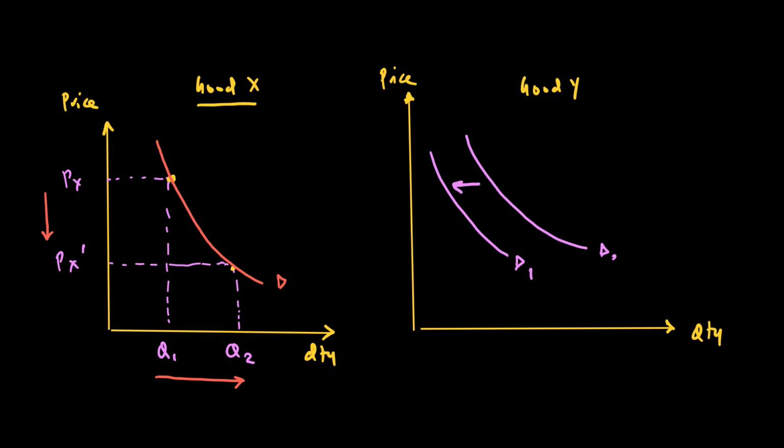Hence, for good X, there is what we call a price factor working in place. When the price goes down, the quantity demanded goes up. For good Y, however, there's a non-price factor happening, where we are basically going to buy less of the good, because the good is becoming relatively expensive compared to the substitute, which is good X.